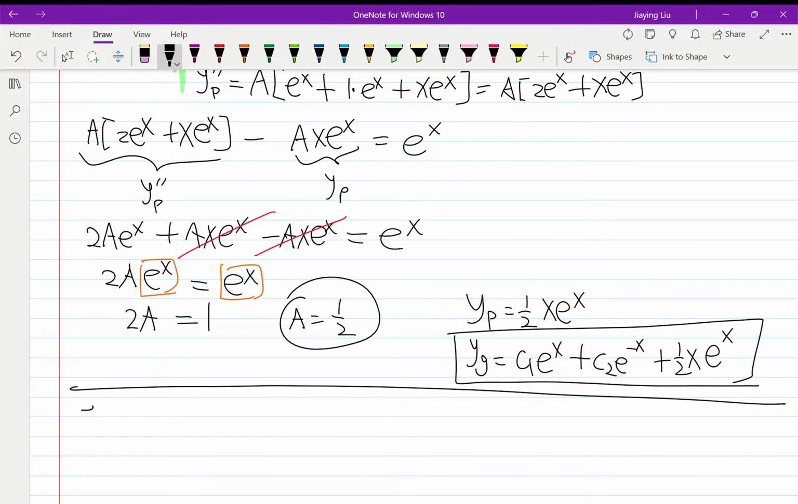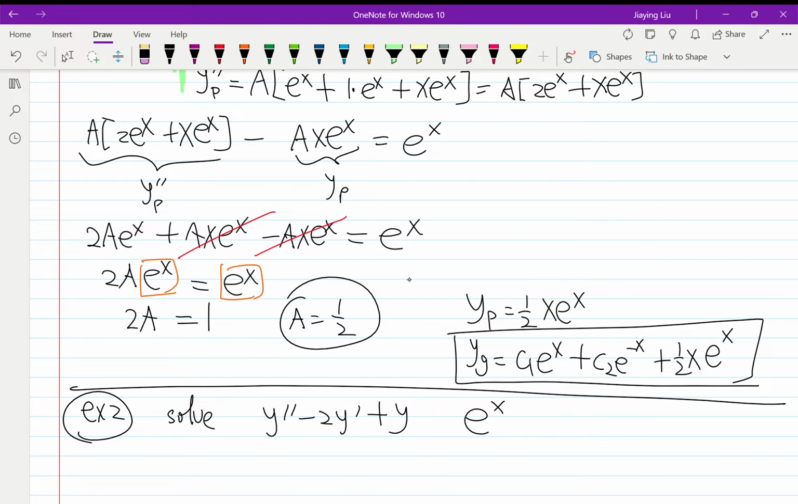The next example I have, if you don't have any questions, I have y double prime minus 2y prime plus y equals e to the x. So go ahead and take a couple of minutes to find the homogeneous solution, and if you are confident enough, move on to find the particular solution.